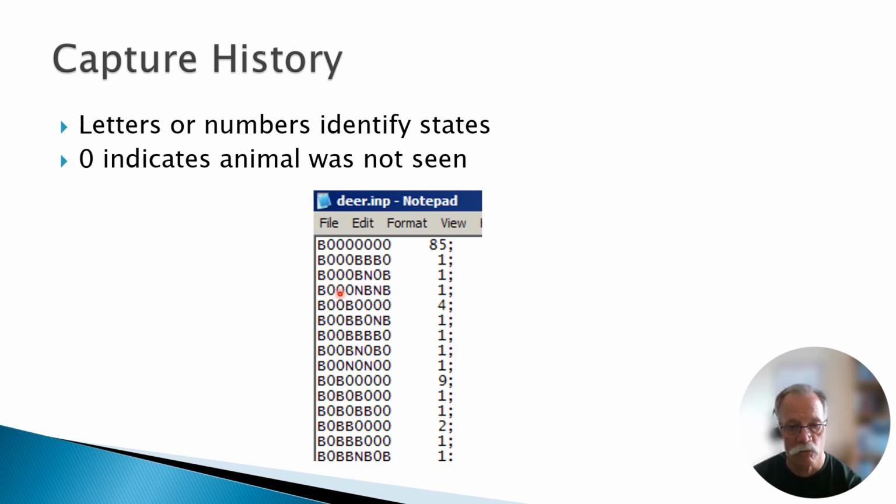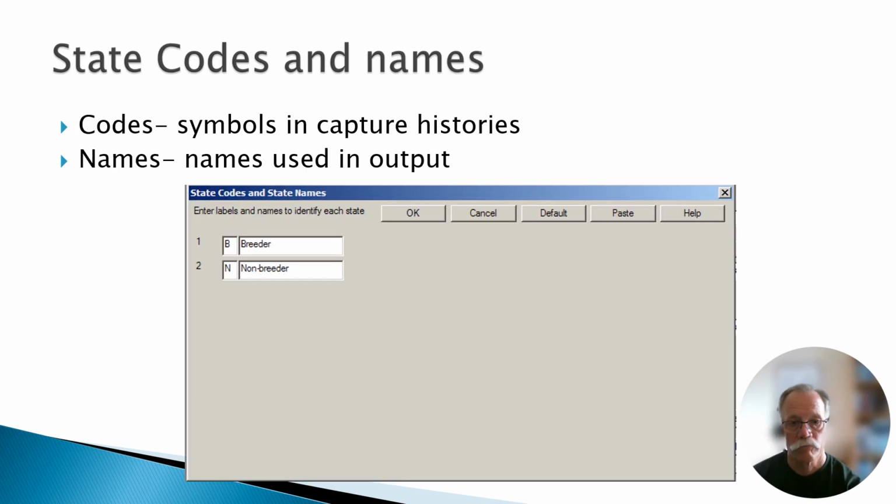And you have animals that are moving from breeders to non-breeder, breeding status, and so on. So when you bring the data into MARC, you have to tell MARC what these different states refer to. So in this case, just like when we define groups, you just indicate what B and N refer to in the two different states.